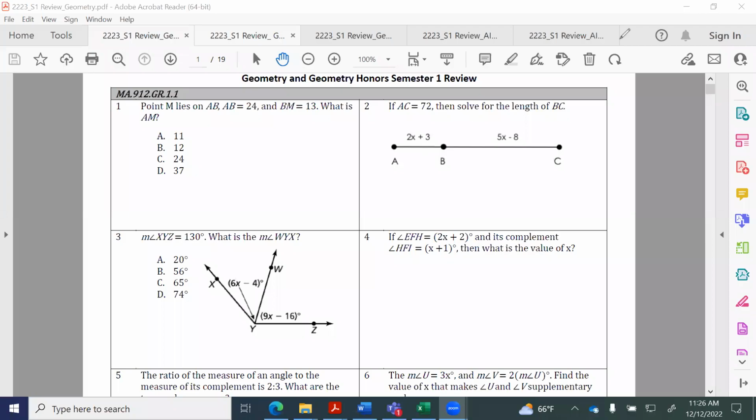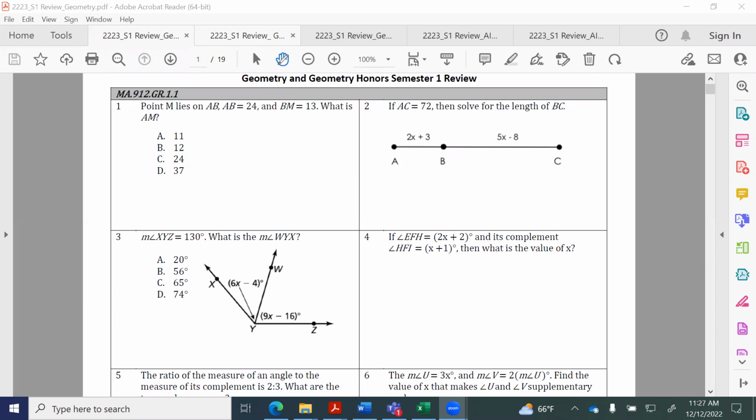All right, so let's go ahead and go over this review then. The first one: point M lies on AB, and it says that AB is 24. BM is 13. What is AM?